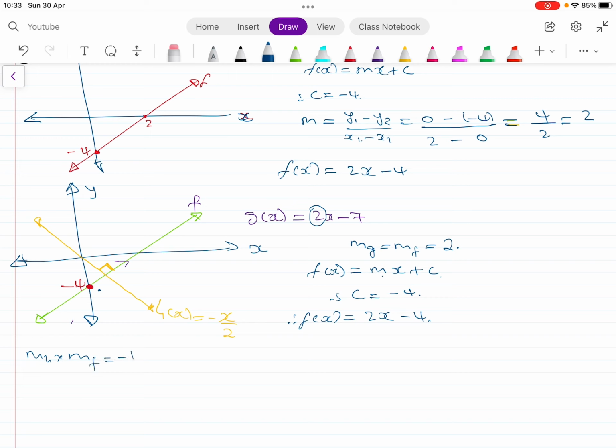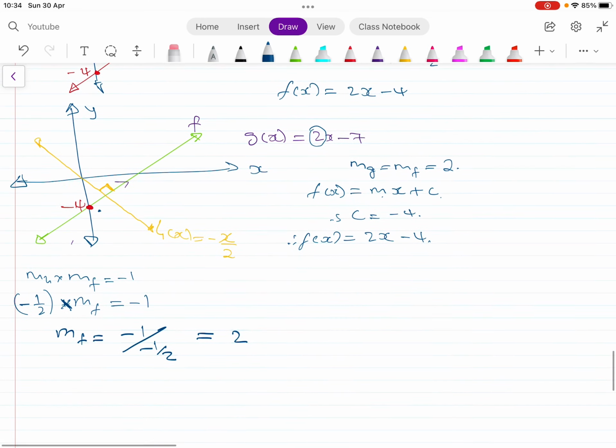So in that fashion, because h of x, its gradient is given to you since you have the function, it's going to be -1 over 2, multiplied by the gradient of f, and that whole thing is equal to -1. That means the gradient of f is therefore -1 divided by -1 over 2. You can see that is going to be a positive 2. I hope you see that.